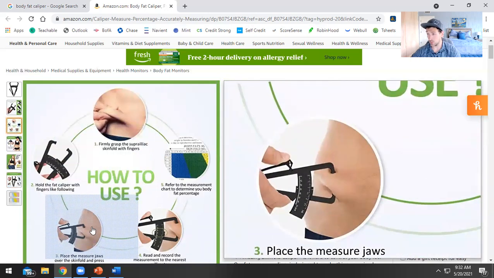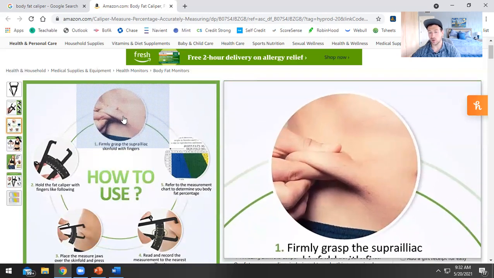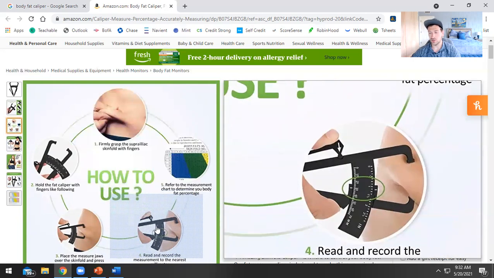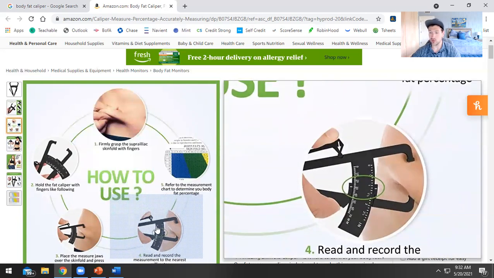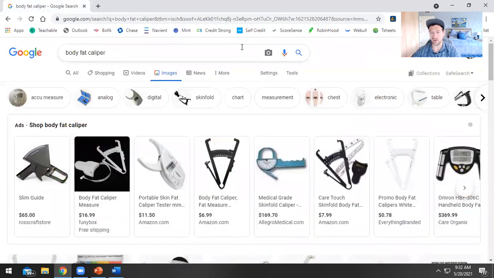This version also doesn't work. You do not want to just pinch your client. You want to grab a fold with your hand, and then you are going to pinch that. So do not ever do this version where you just pinch somebody. That's totally going to be inaccurate.